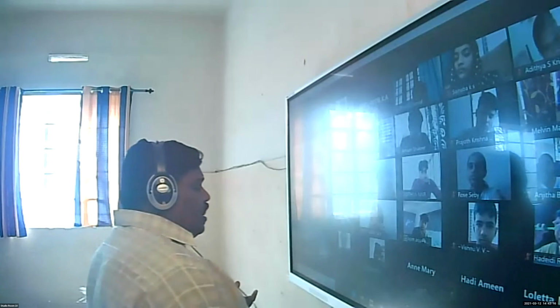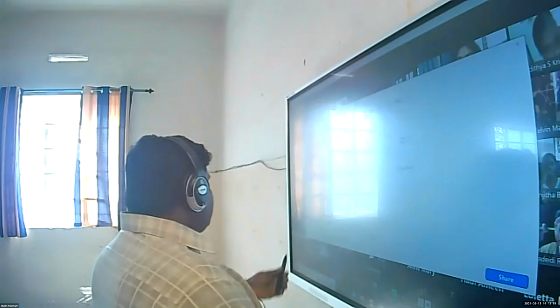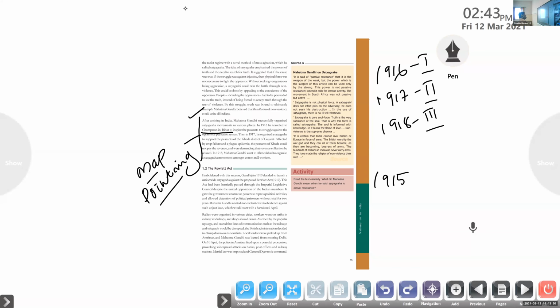So Gandhi visited Bihar to observe the problems faced by the plantation workers, and he organized a satyagraha in Champaran, Bihar. The first satyagraha organized by Mahatma Gandhi was in the year 1916 at Champaran in Bihar. In my text it is given as 1917, but 1916 is the correct one. He traveled to Champaran, Bihar to inspire the peasants to struggle against the oppressive plantation system.